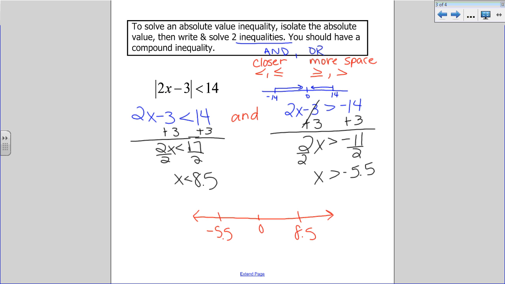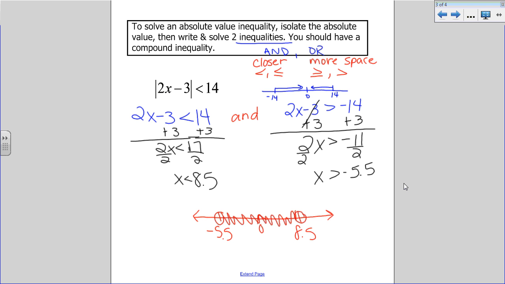I want it to be less than 14 spaces from 0 when I started out my problem, so I need to be moving towards 0. If you look at your inequality, I'm shading less than 8.5. It's an open circle. I'm shading greater than negative 5.5. And are those two shadings headed towards 0? When I shaded them, did they head towards 0? All right, and that's exactly what you want less than to do. You want to move closer to 0.